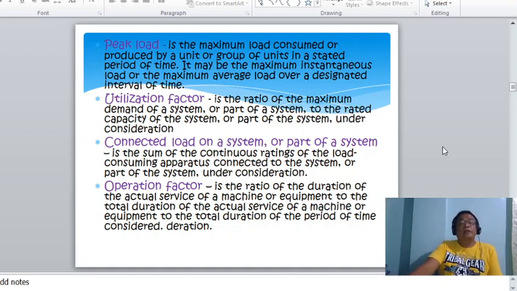Connected load on a system or part of a system is the sum of the continuous rating of the load consuming apparatus connected to the system or part of the system under consideration. Another is the so-called operation factor. This is the ratio of the duration of the actual service of a machine or equipment to the total duration of the period of time considered.